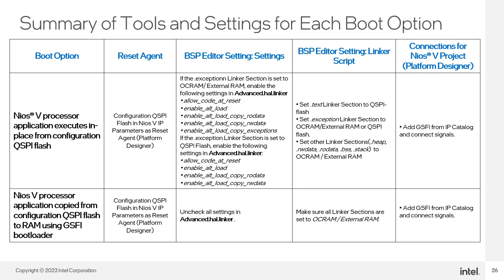Both options need configuration in the Nios V IP parameters window inside Platform Designer to set the reset agent as configuration QSPI. Then for the BSP editor settings inside the Advanced HAL section, you can configure and enable the options for the booting method. Inside the BSP editor, you can also set the linker sections in the BSP linker script tab such as text, exception, or RW data to on-chip RAM or external RAM. The connections for the Nios V project in Platform Designer require the GSFI IP added to the design and signals connected.